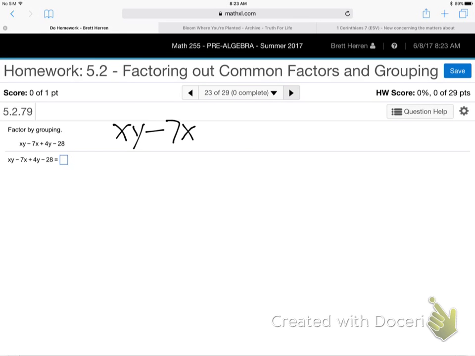XY minus 7X plus 4Y minus 28. All right. Try that one. So 4 terms, what are you going to do first? Reverse foiling. We are reverse foiling. That's really what we're doing. You're right. First 2, last 2, right? First thing is a 2-2 split. So take out what's in common for the first 2. Take out what's in common for the back 2. Keep that plus sign in the middle, though.